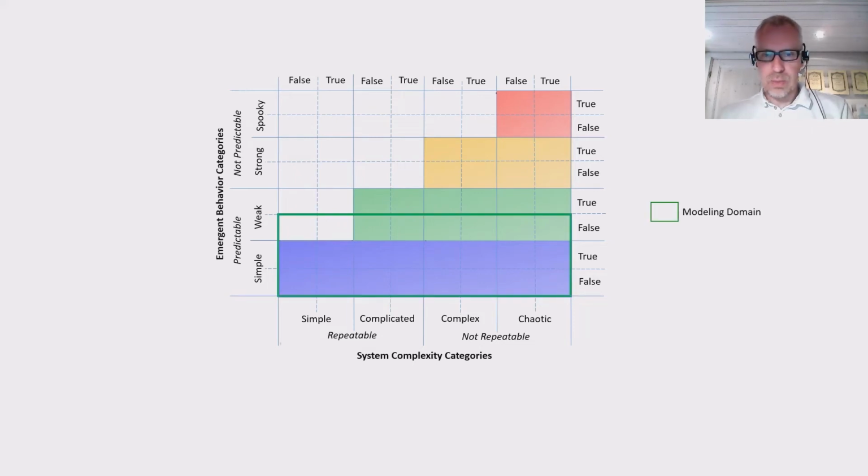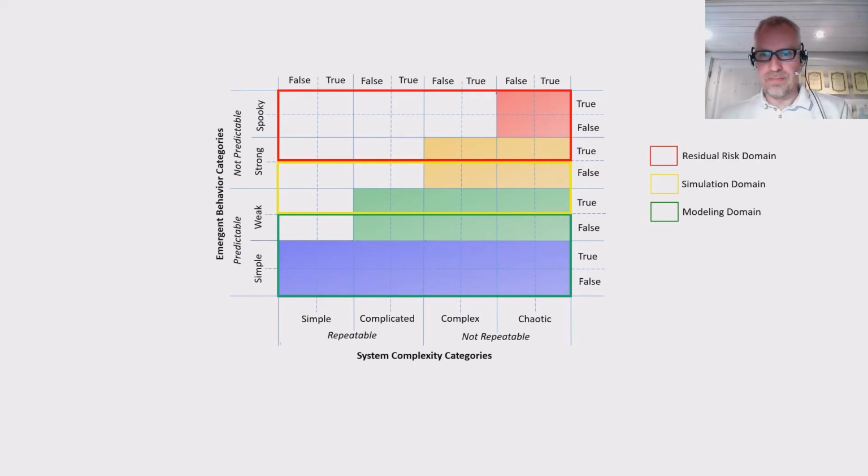So by that we can include also the false weak emergent behavior in the modeling domain that is understandable by only looking at the model of the system. We have to do simulations to detect true weak emergent behavior, and also false strong emergent behavior. While we have some residual risks in the upper part with the true strong emergence and the spooky emergence, where it's really difficult or even impossible to detect and understand what's going on.